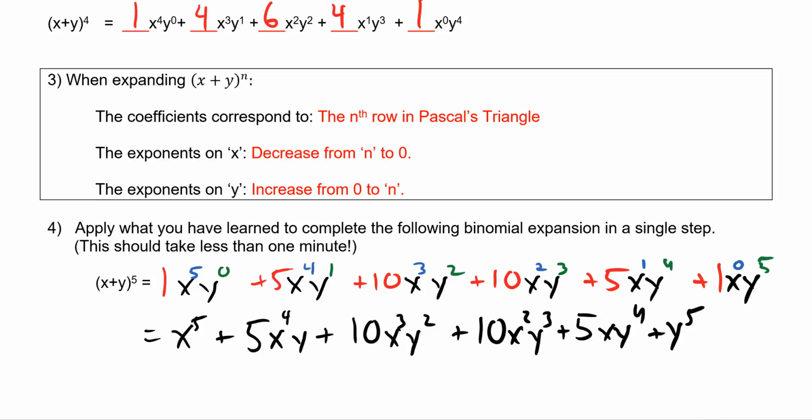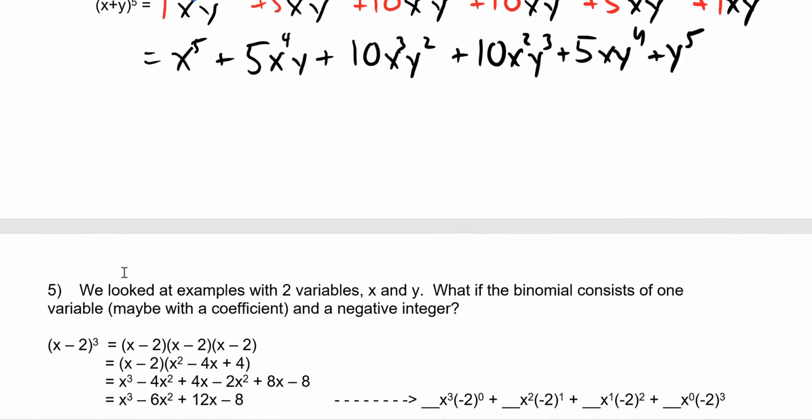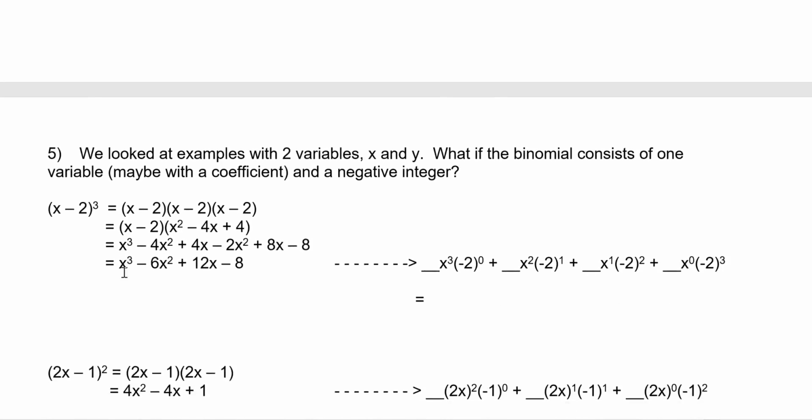Now, they're not always going to be this quick to do. And the reason is we're just multiplying x times y each time. What if we had something like 2x? Or what if we had something like minus 3y? What would happen? Well, let's take a look. Now, the same pattern is going to happen, but it's going to be slightly different.